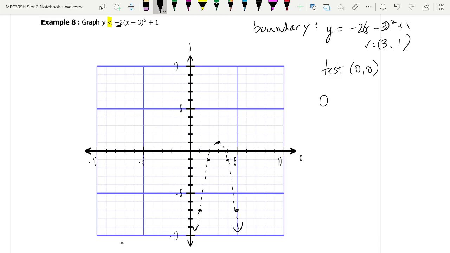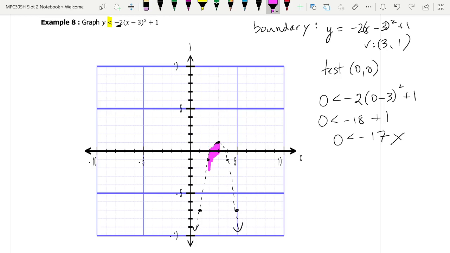So 0 is less than negative 2 times 0 minus 3 squared plus 1. Is that a true statement? 0 is less than negative 2 times 9, which is negative 18 plus 1. 0 is less than negative 17. Is that a true statement? It is quite false. Therefore, the correct answer is shade inside my parabola. And again, I never went to kindergarten. I don't color very good.